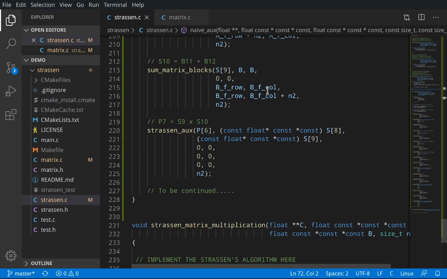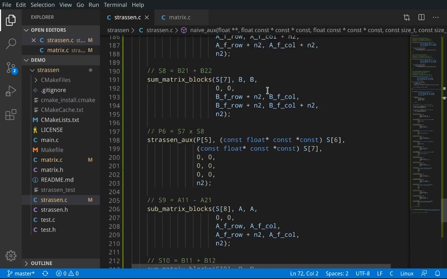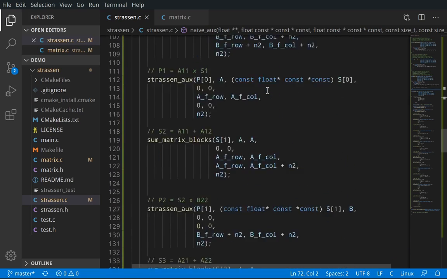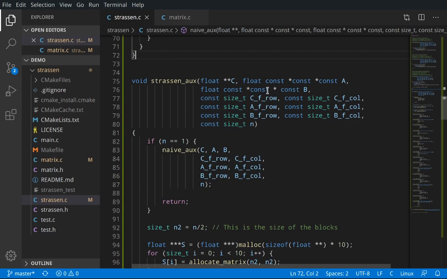So many of you asked for clarification about the parameters of this function, and let me go back just to recap what's going on here. We are dealing with three matrices, C, A, and B, which are the destination matrix, the matrix in which we want to place the multiplication of the matrices A and B.